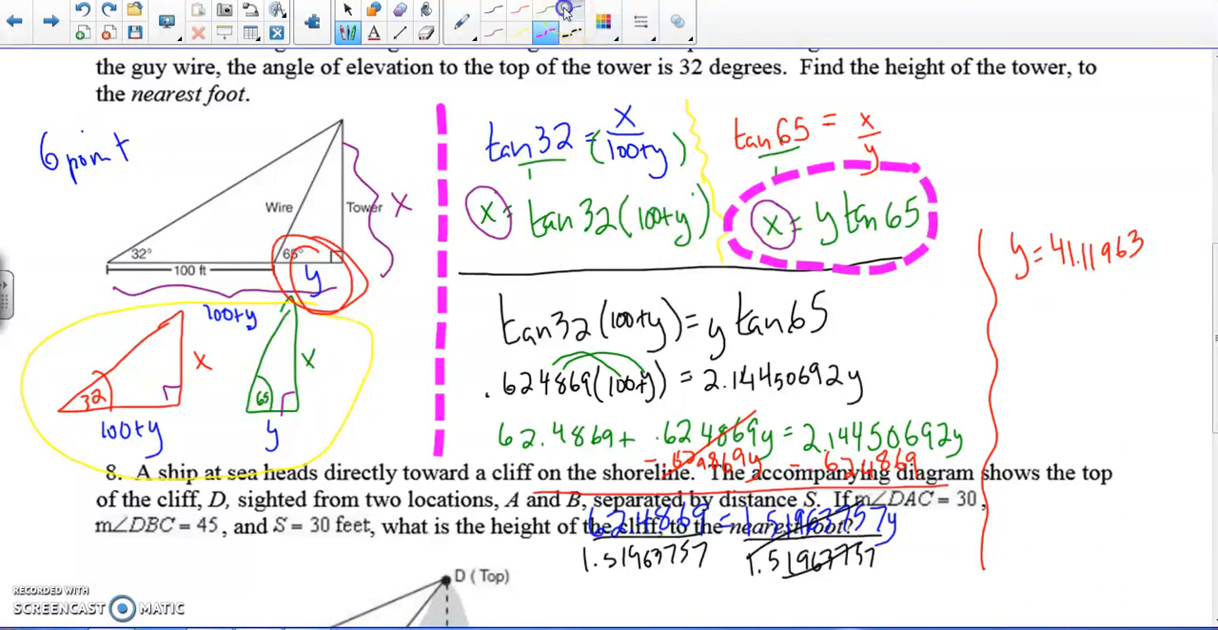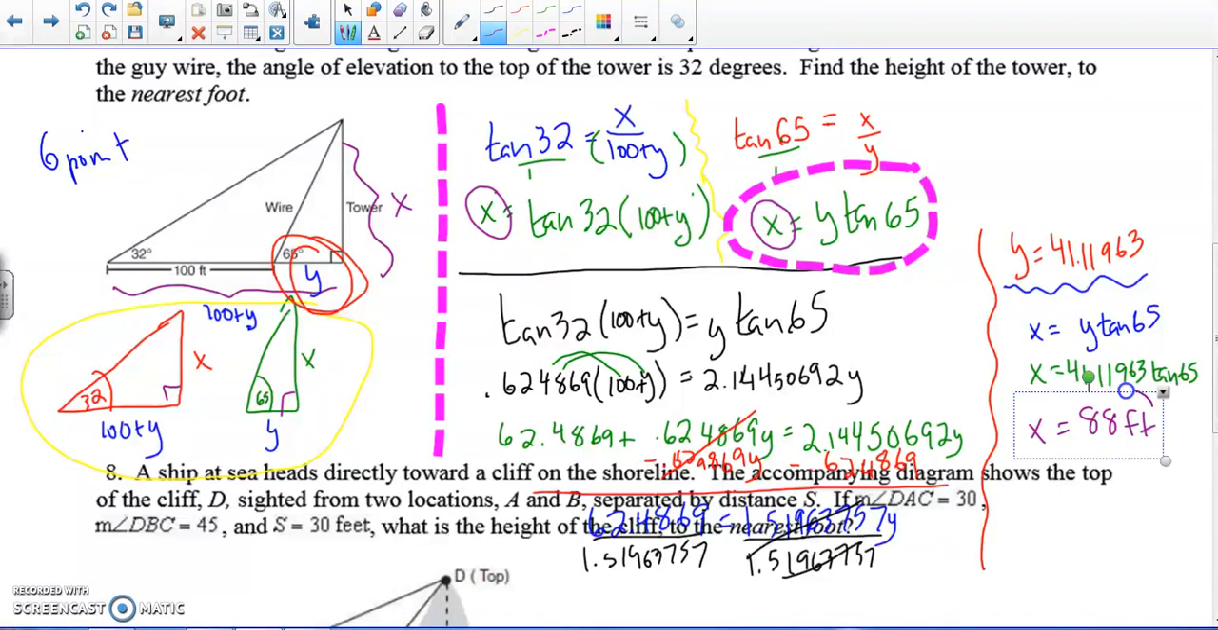So you remember last year in Algebra 1 when you would solve a system of equations, you would find one value and you'd plug it back in to find the other. So now that we know what y is, we can plug it in right here. We know x equals y times the tangent of 65. We're just going to plug in that number for y. So we have x equals 41.11963 times the tangent of 65. Of course, you go into your calculator, you type those values in, and we're trying to find the tower height to the nearest foot, and we get x equals 88 feet.